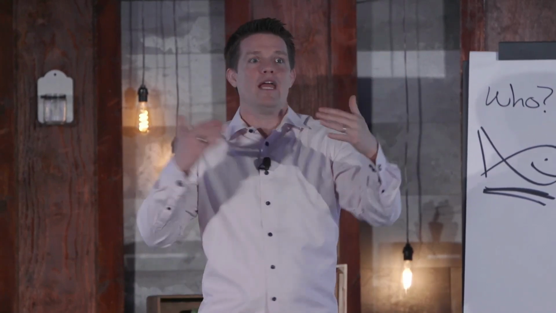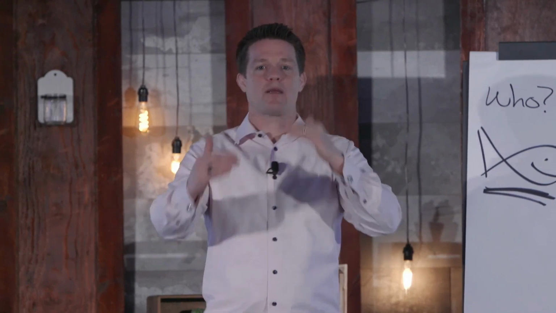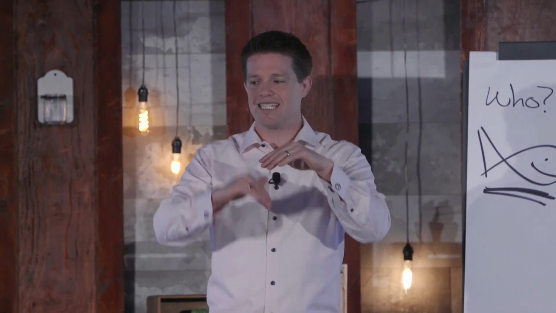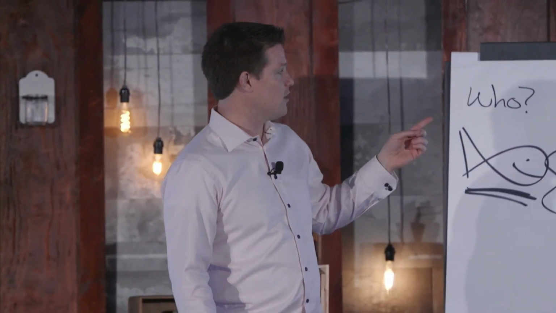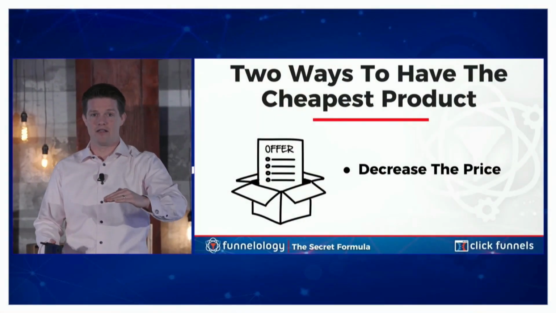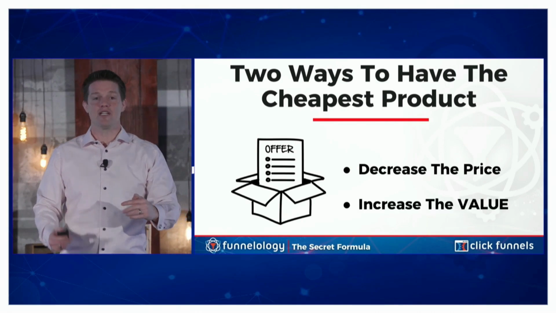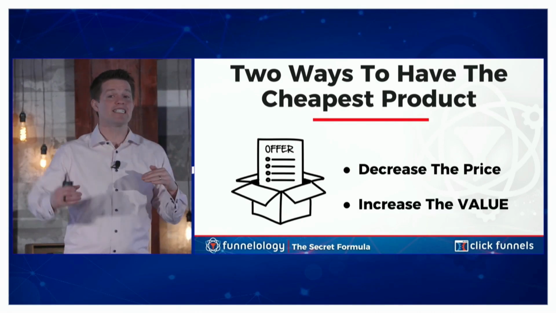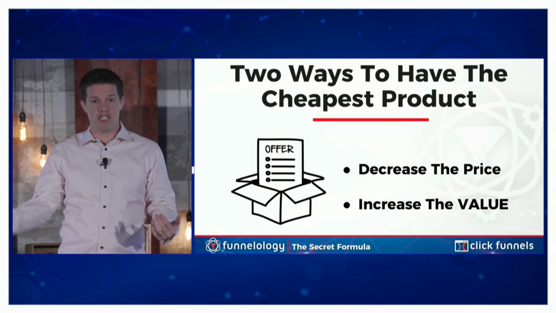Okay, so for a lot of us, we're like, okay, I gotta be cheaper than the last person, and we're trying to figure out ways to make ourselves cheaper. Okay, instead of doing that, there's another way to make yourself feel cheaper. You come back here, there's two ways. Number one is to decrease the price. That's one way to have the cheapest product in town. But the other way is to increase the value. When you increase the value, it makes you feel like the cheapest, right?